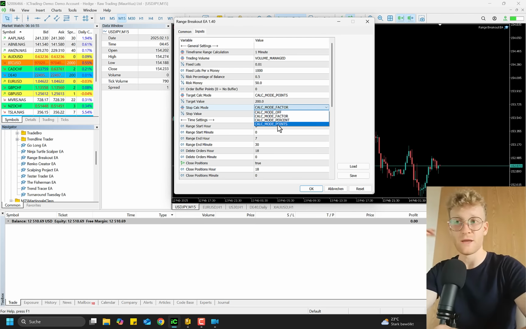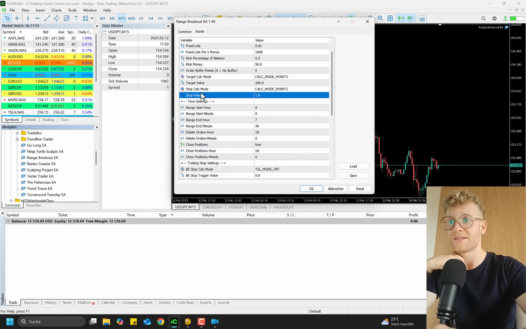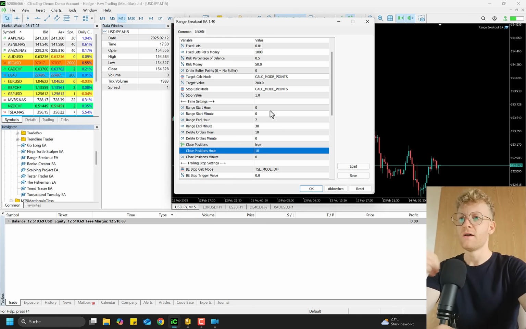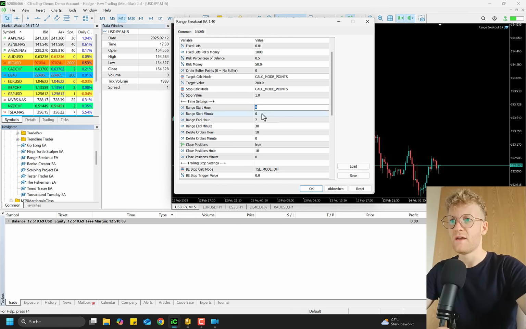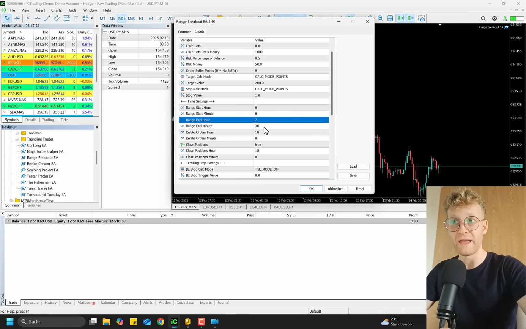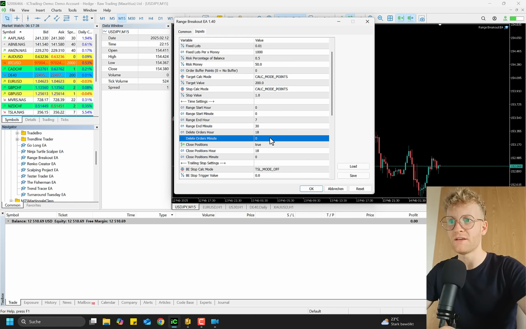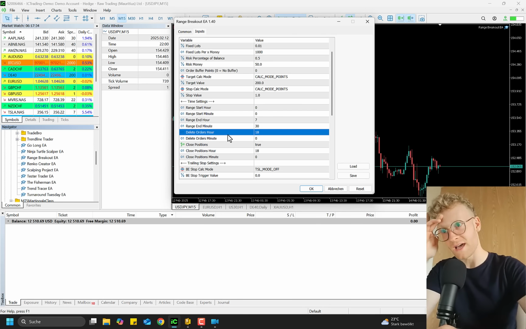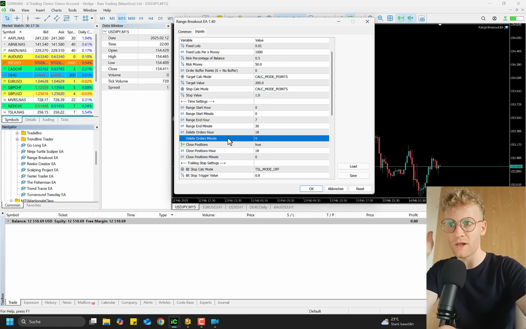Then we have probably the most important settings for this specific strategy. We have the time settings. Here we can define the range. We always define points in time using two inputs. This is for the range start time. We have the hour and the minute, like 0 and 0 would mean midnight. And then for the range end hour, for example, this example would mean 7:30 a.m. And then we have the delete hour, which is 18, and the delete minute is 0, which means 6 p.m. And it means that if the orders are not executed by this point, they will be deleted.